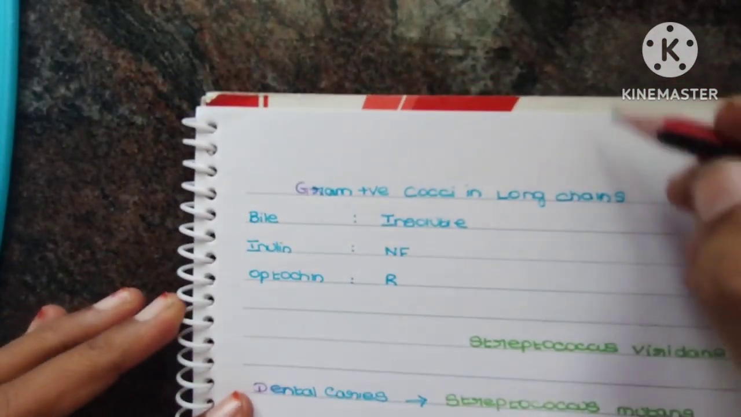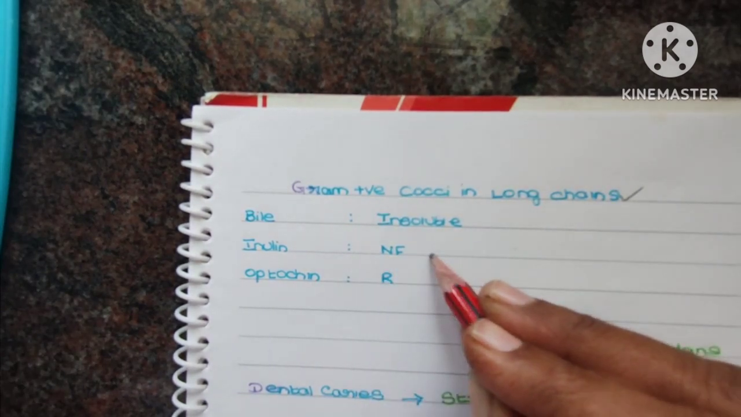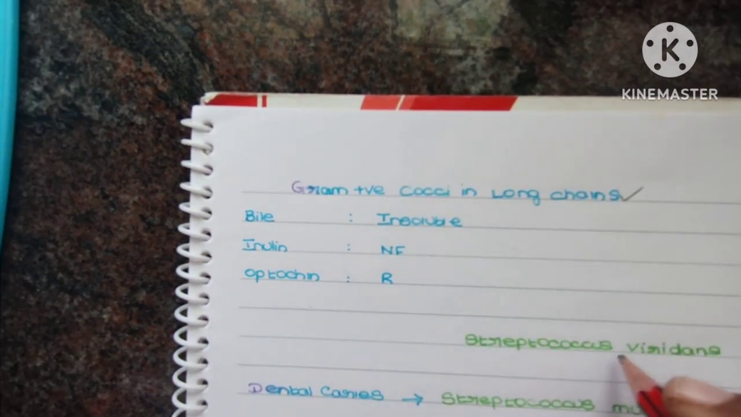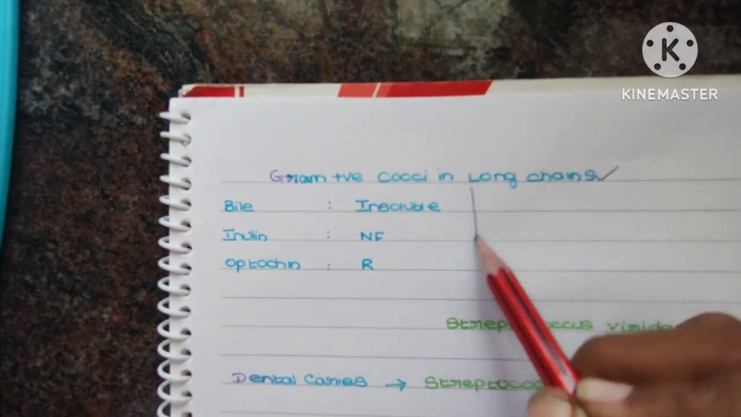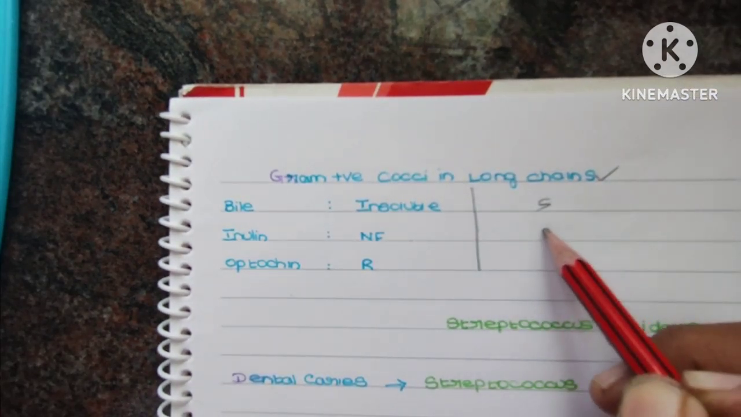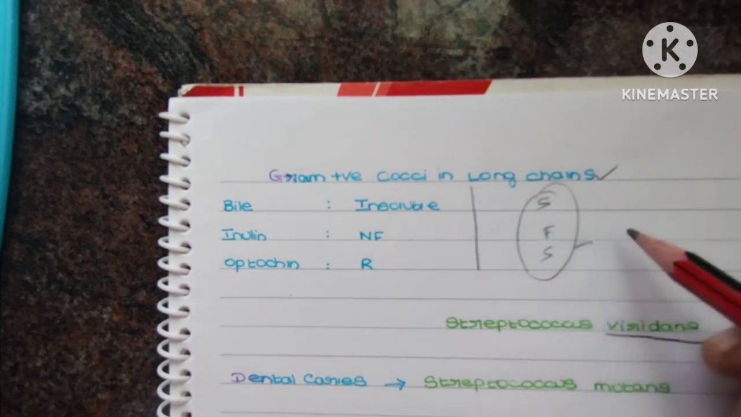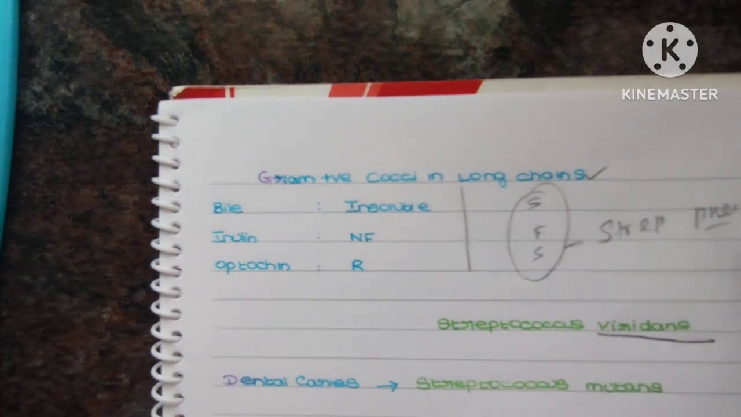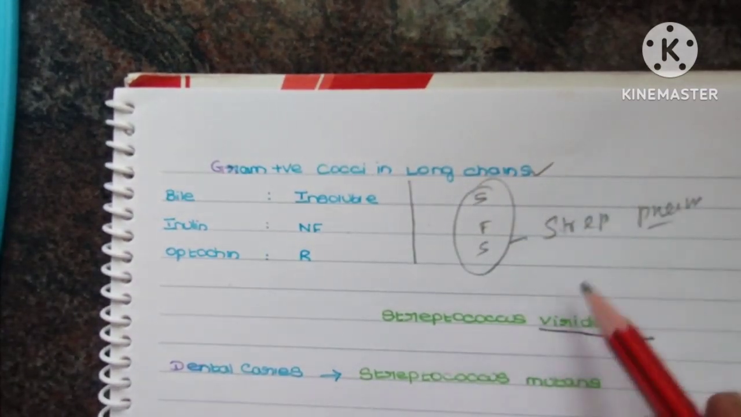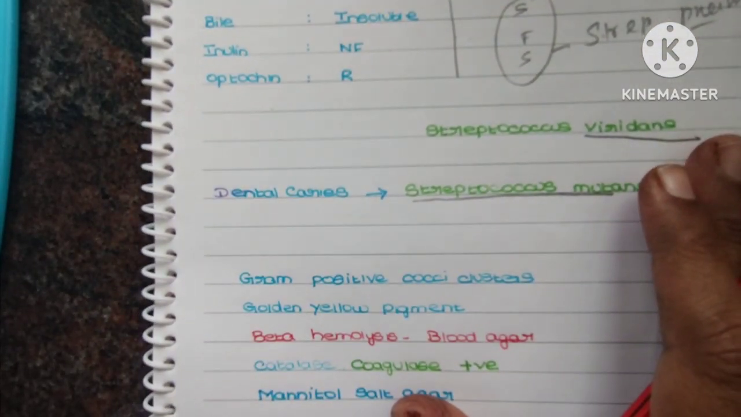Okay. So again, gram-positive cocci in long chains, and bile is insoluble, inulin is non-fermented, optochin is resistant. It's viridans. This is just the opposite of pneumococcus, okay, whereas there bile soluble, inulin fermented, and optochin sensitive. This is for Streptococcus pneumoniae. So just for remembrance, I am writing over here. And then if there is a history of dental caries, it is Streptococcus mutans.